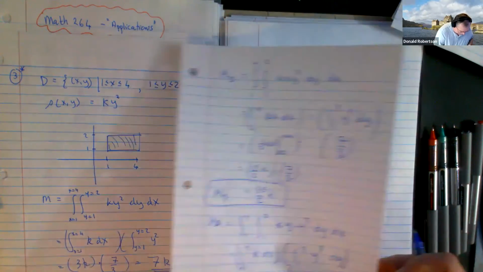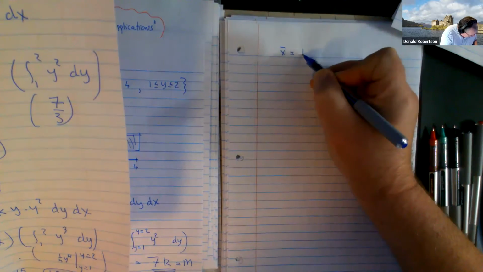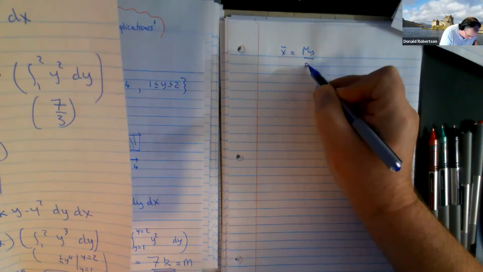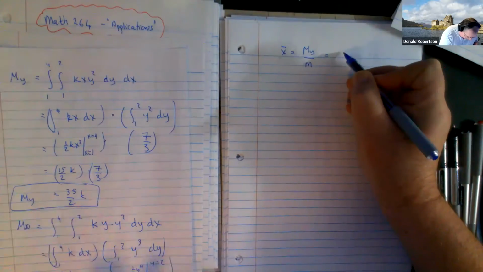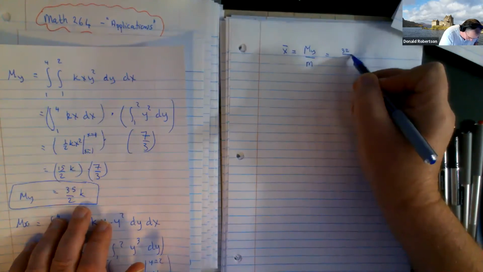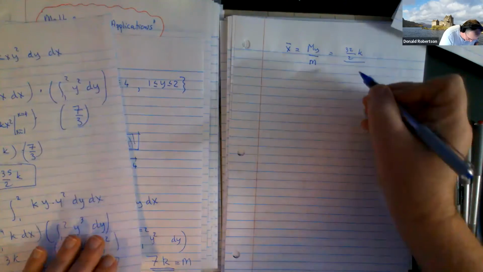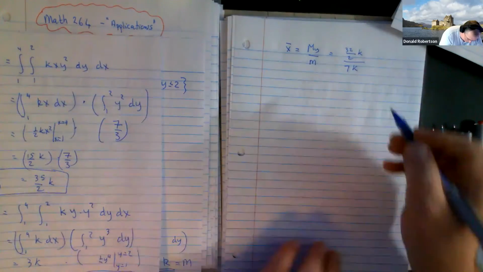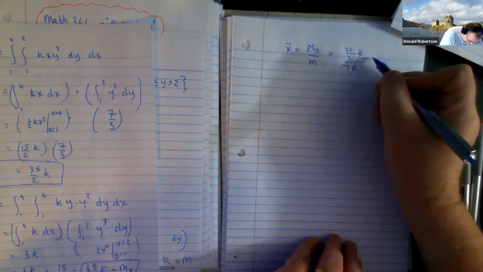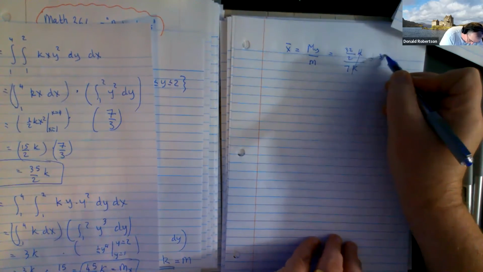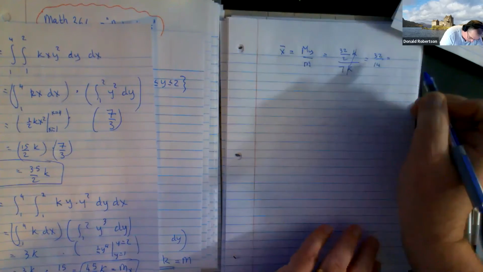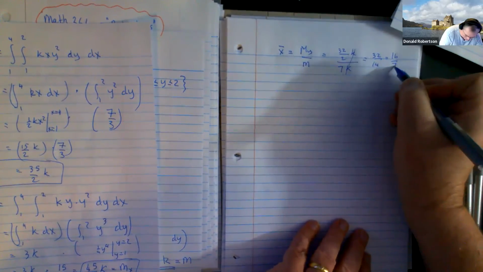So time to put these packages together and prove to you that you don't have a k in your answer. X bar is going to be my over total mass. It's going to be 32 over 2k divided by 7k. The k's cancel out, and you've basically got 32 over 14, which gets me, I believe, 16 over 7.